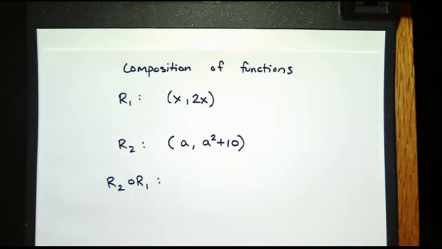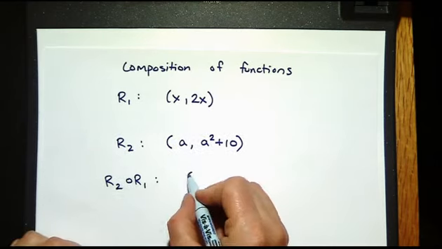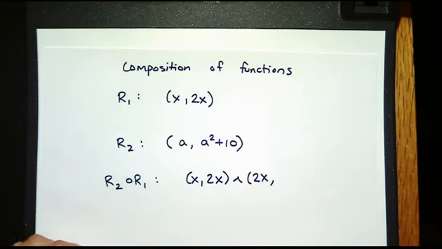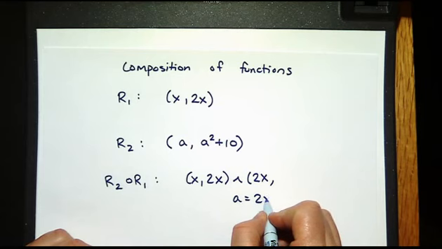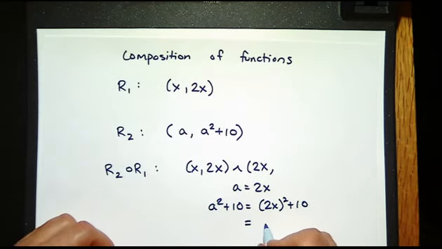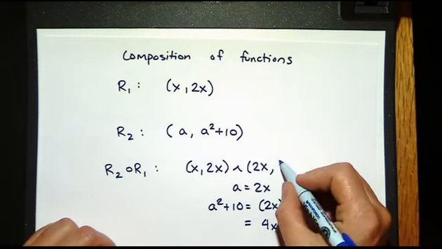So if we want to do R2 composed with R1, remember that we start with R1. So we're going to write x comma 2x. And then remember we have to put 2x here, and then we'll use the definition of R2 to tell me what to put there. So if I have a equals 2x, then we need to figure out what a squared plus 10 is. That's going to be 2x quantity squared plus 10, which is going to be 4x squared plus 10. So I'm going to put that right there.